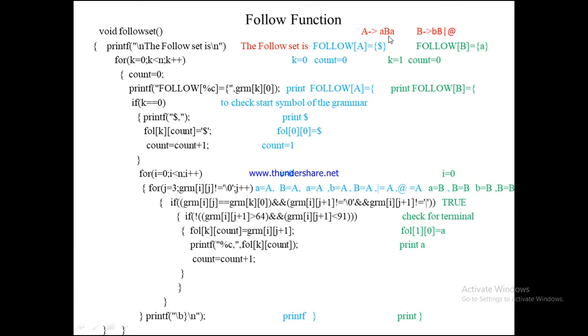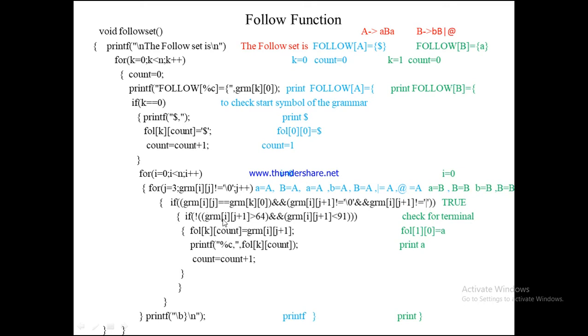So what I am doing, I am computing the follow of A. So follow of A I have to compute. So GRM of an 05 is not equal to null. What is GRM of an 05? It is A, small letter A. So it is not equal to null. And again 05 is equal to the pipeline, I am checking. No, it is not equal to the pipeline because it is a small letter A. Therefore all the three conditions are true here. Therefore I will enter into this.